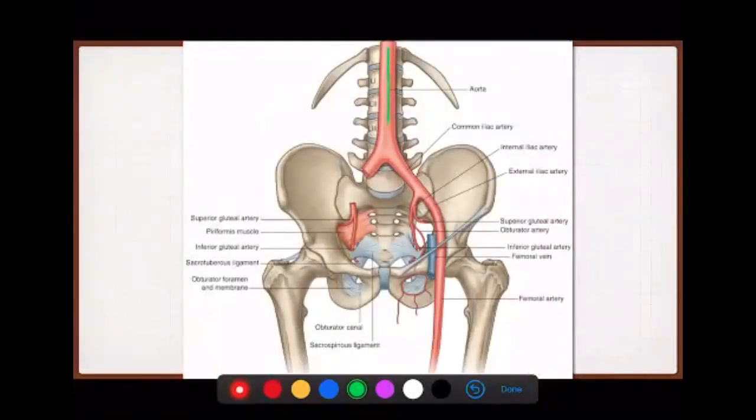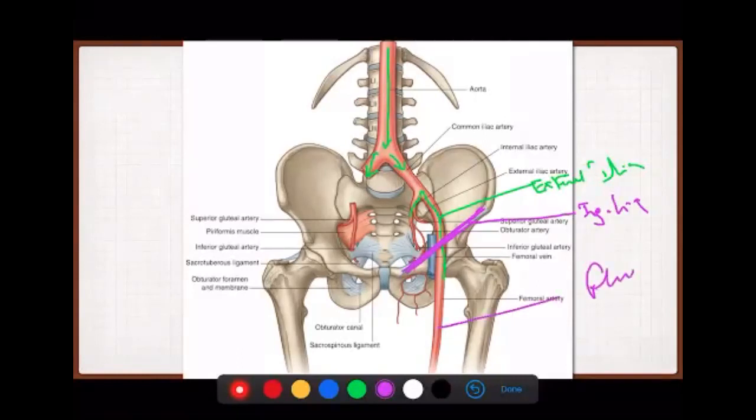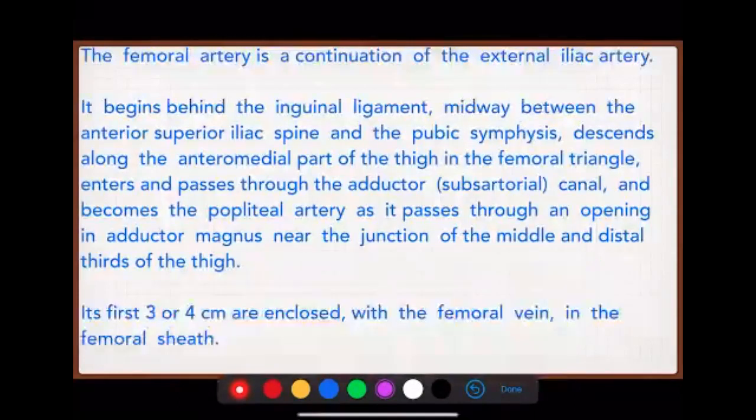So this is the aorta, descending or abdominal aorta. It divides into right and left common iliac arteries. It divides again into external iliac and internal iliac artery. The external iliac artery continues beyond the inguinal ligament as the femoral artery. That is the essence of the femoral artery. Okay, let us plunge into the text.